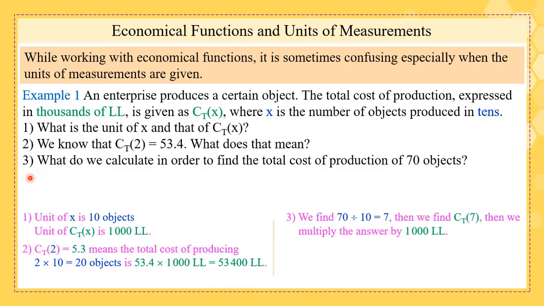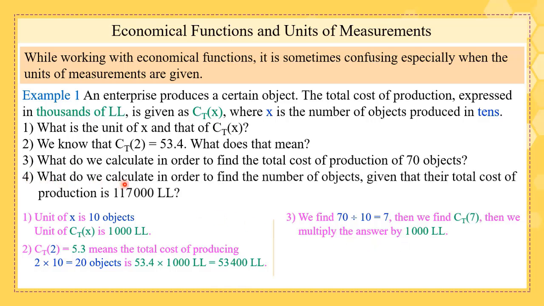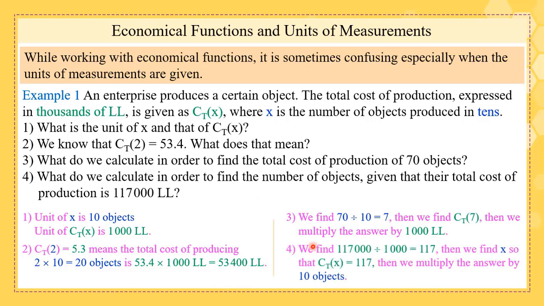The last part is, what do we calculate in order to find the number of objects, given that their total cost of production is 117,000 lira Lebanese? The given in this part is the opposite of the previous one. So in order to find the number of objects, given that the total cost is 117,000 lira Lebanese, we divide 117,000 by 1000. We get 117. After that, we find x by solving the equation CT of x equals 117. Finally, we multiply the x value by 10 objects.